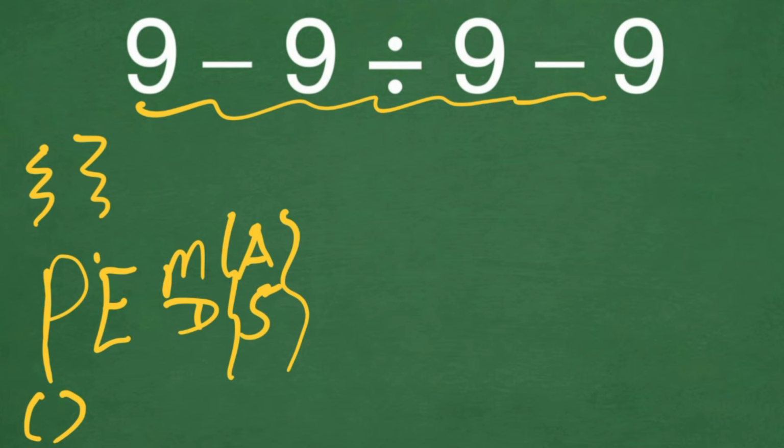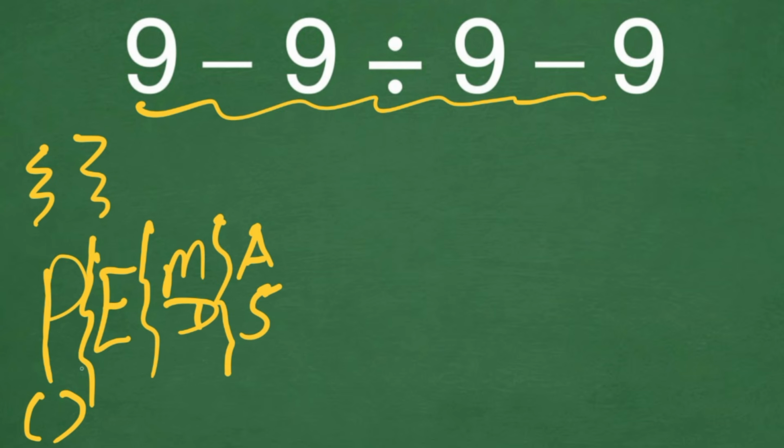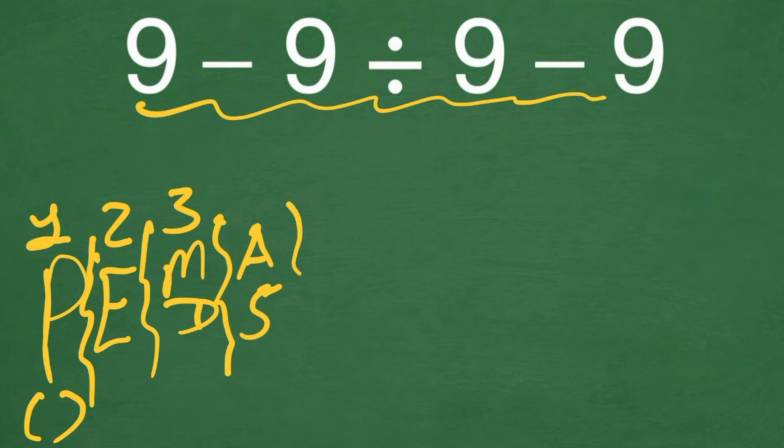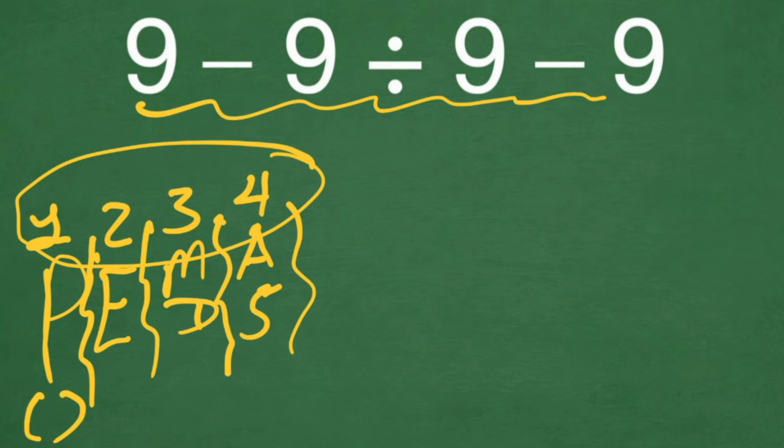So in this rule, if we solve subtraction before division, it is wrong, because multiplication and division have a greater priority than addition or subtraction. So this is their priority. I'm going to write the priority on top of them. So P is the first thing to solve, exponent is the second thing to solve, the third thing to solve is multiplication and division, and at last we have to solve addition and subtraction. So this is their priority.